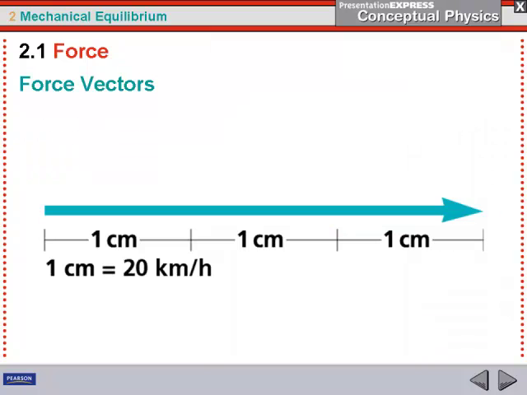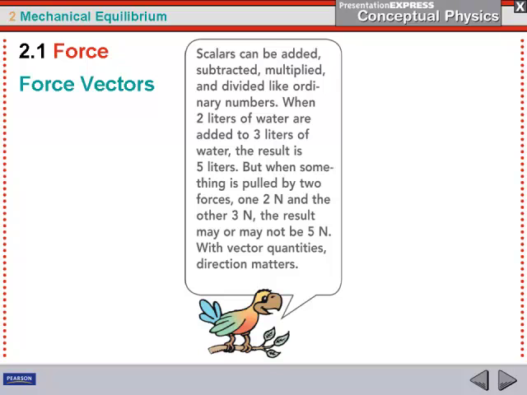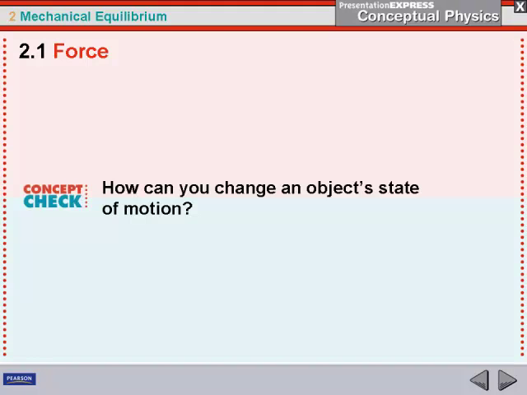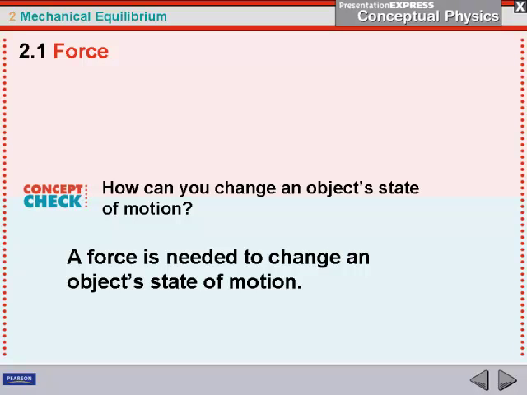The vector represents a velocity of 60 kilometers an hour to the right. It's comprised of 3 segments, 1 centimeter long, each centimeter equaling 20 kilometers per hour. Scalars act like ordinary numbers, but with vector quantities, direction matters. How can you change an object's state of motion? A force is needed to change an object's state of motion.